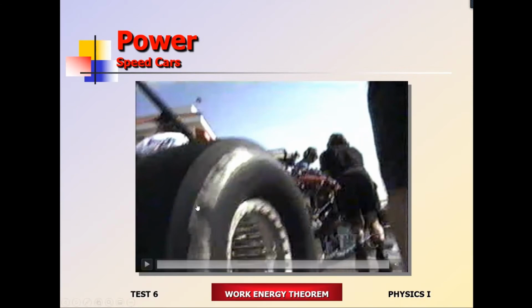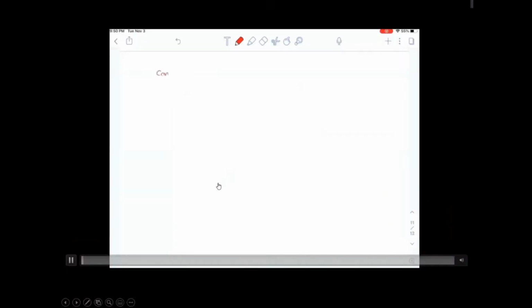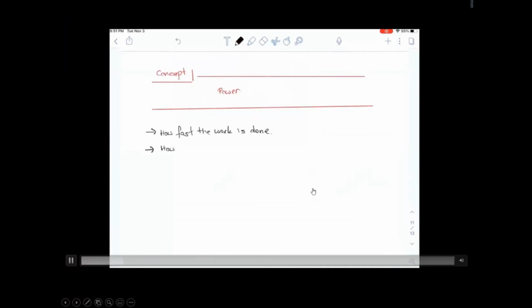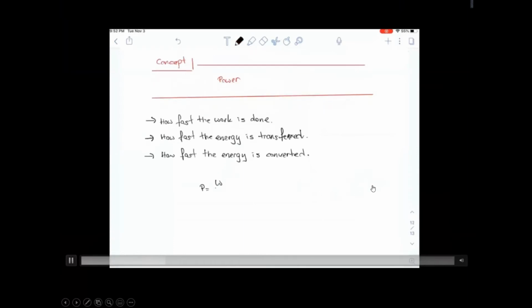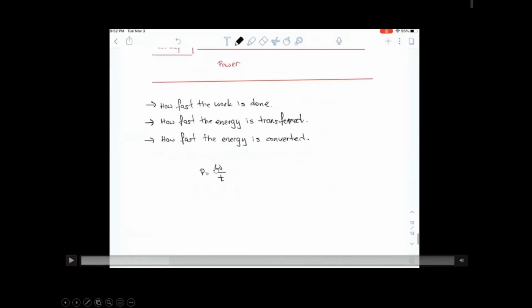How fast do you go from 0 to 60? The higher the horsepower is, the sooner you're going to get up to 60 miles per hour. That's the way it is usually stated in the United States. So power is how fast the work is done, how fast the energy is converted or transferred, how fast the energy is converted from one form to another. So how fast the work is done, work over time.